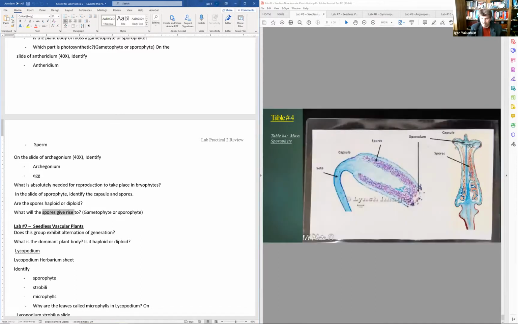Yeah, capsule, seta, spores, operculum. Seta is basically that separation and the thing supporting the capsule. Why does it need to be there? Because again, taking it out higher from the ground, when the spores go, the wind can easily pick them up. All right, and I think we're done with the lab number 6 overviewing.